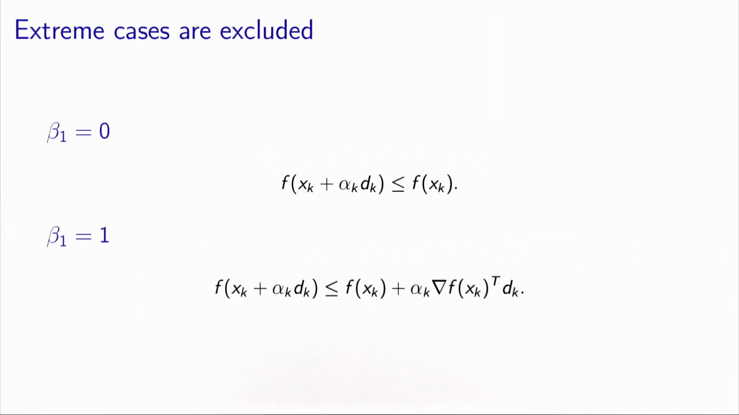Let's understand now why we need beta 1 to be strictly between 0 and 1 by looking at the extreme cases, which actually are excluded. We don't want beta 1 to be equal to 0, and we don't want beta 1 to be equal to 1. So if we have beta 1 equal to 0, it means that the first Wolfe condition is equivalent to asking that the value of the function at the new iterate is less or equal to the value of the function at the previous iterate. And this is not acceptable.